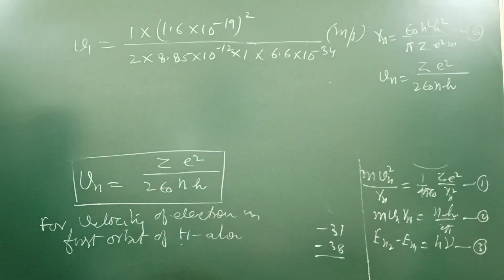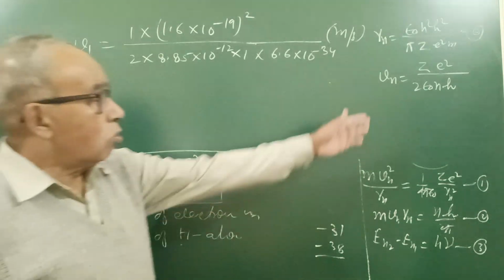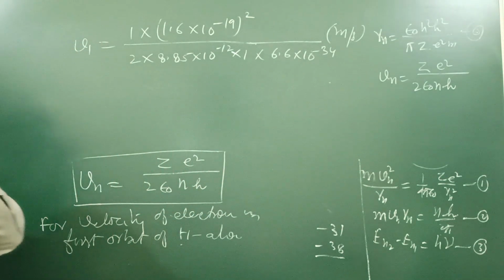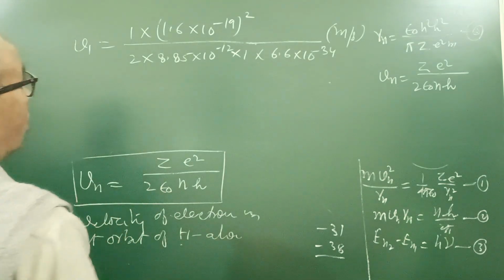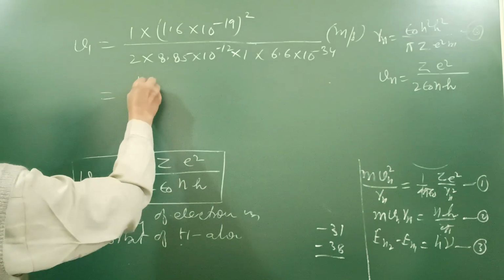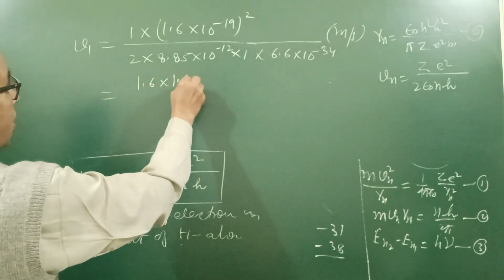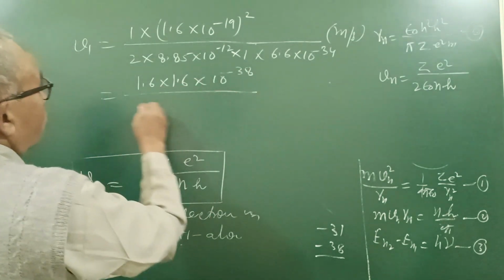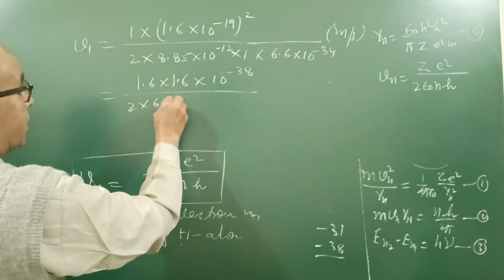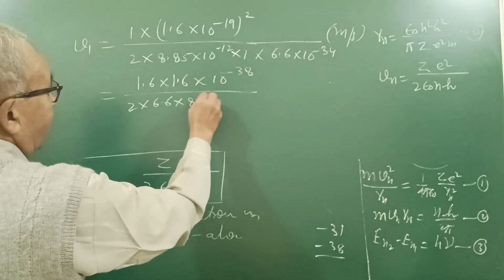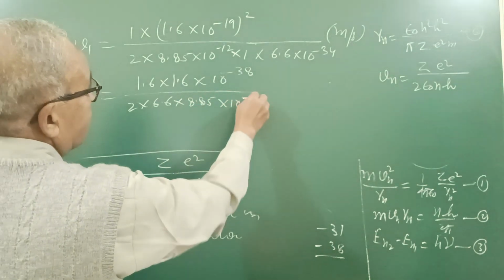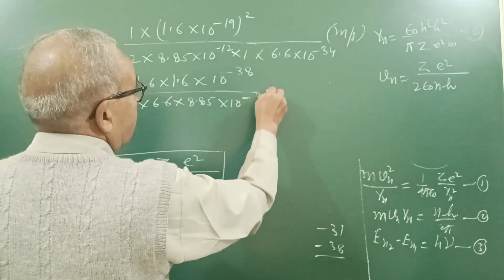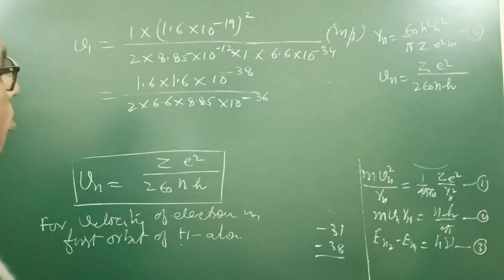This I told you later on we will give the name principal quantum number. How to solve this? 1.6 into 1.6 × 10 to the power minus 38 upon 2 into 6.6 into 8.85 × 10 to the power minus 36.